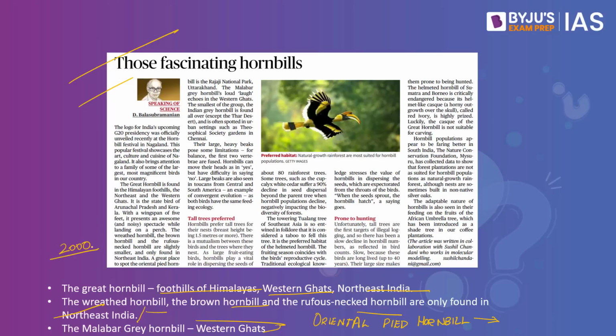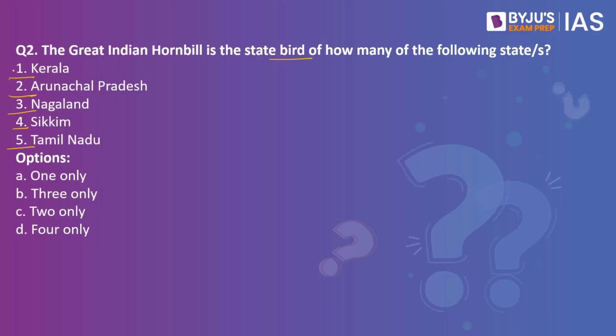But is Hornbill the state bird of Nagaland? No. It is the state bird of Kerala and Arunachal Pradesh only. Therefore, the right answer to our question here would be option C, 2 only. The state bird of Tamil Nadu is emerald dove and that of Sikkim is blood pheasant. Also remember, the Great Indian Hornbill is listed as vulnerable in the IUCN Red List.